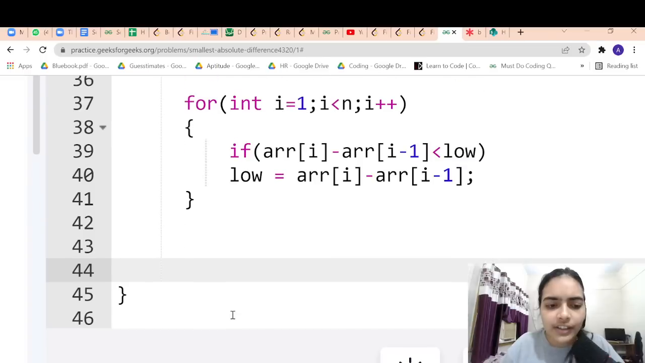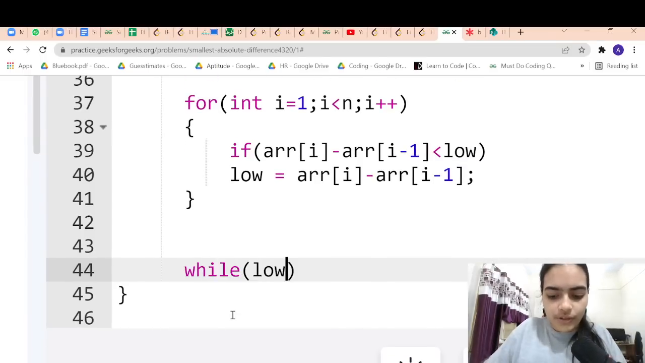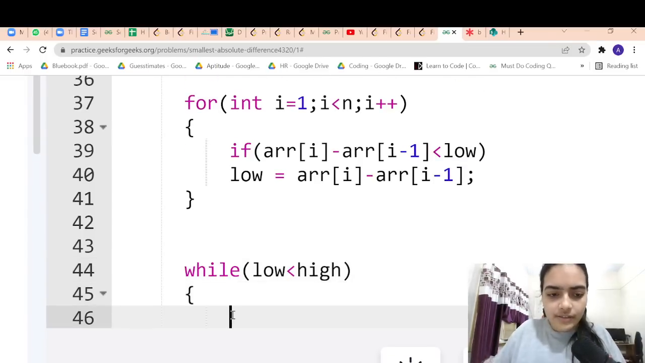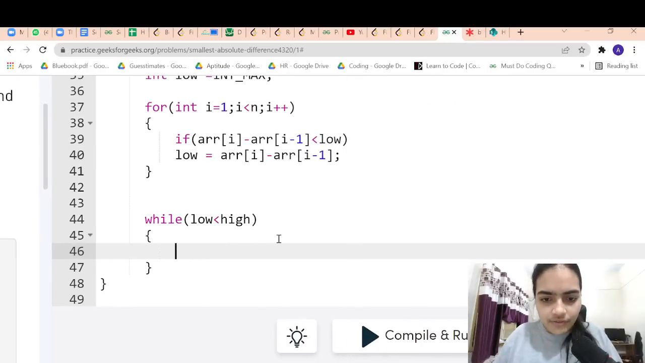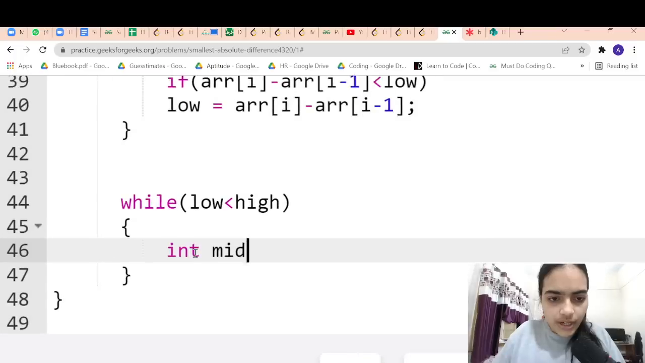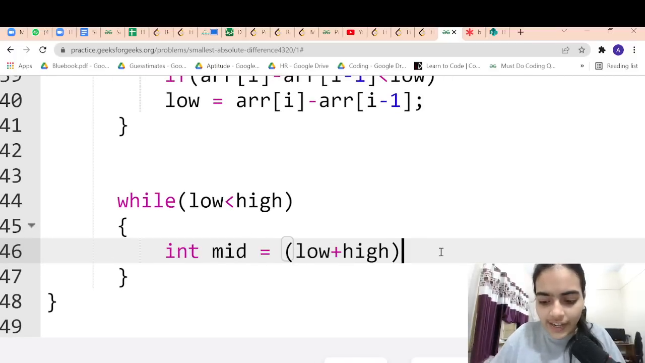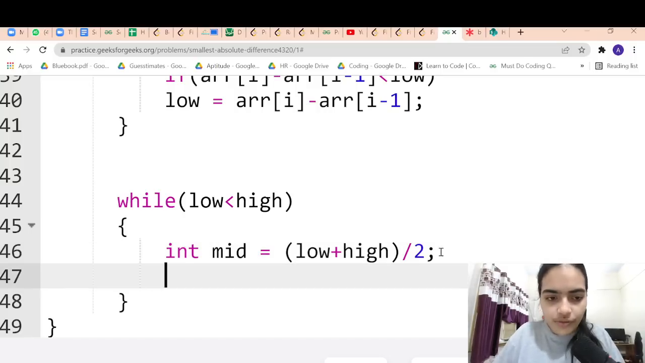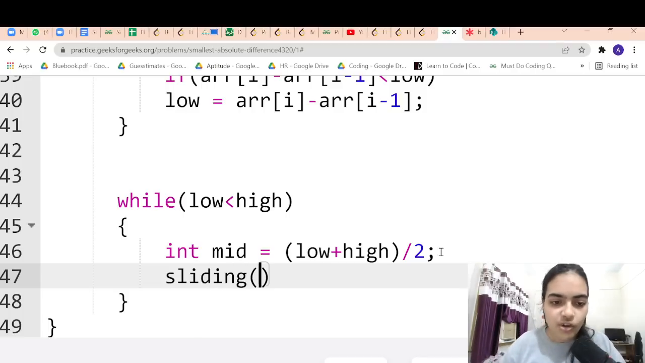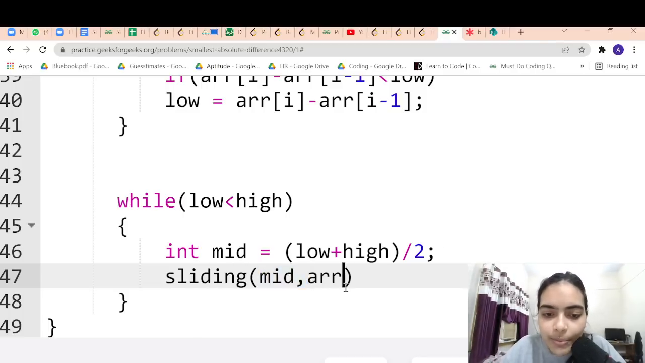Now what we did is binary search, right? While low is less than high, first of all we declared a mid. So what is mid? Mid is equal to low plus high by 2. After declaring the mid, we called a sliding window function. Let me just call it sliding function. In that sliding function, we passed our mid value and we passed our array.